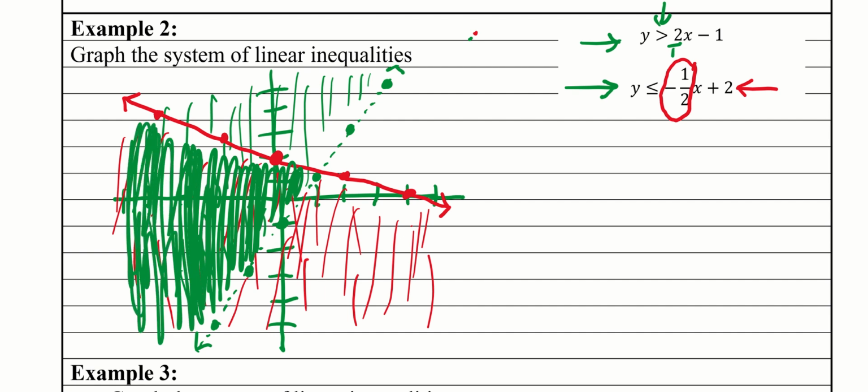So this is what I want you to do, and this is why I shaded lightly, because my final answer needs to look something like this. The darker shaded region is where all of my solutions are located. Some in the other regions work for one of the inequalities, but the darker shaded region is where all my solutions are located because they work for the first and the second one.